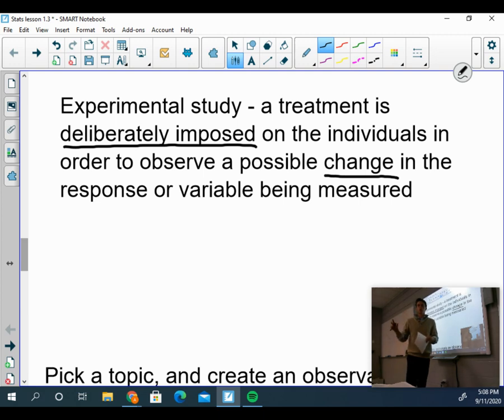As opposed to a nutritionist just watching someone's eating habits, having them do special workouts to lose weight would be deliberately imposing a change. Again, that would be classified as an experimental study. Okay?